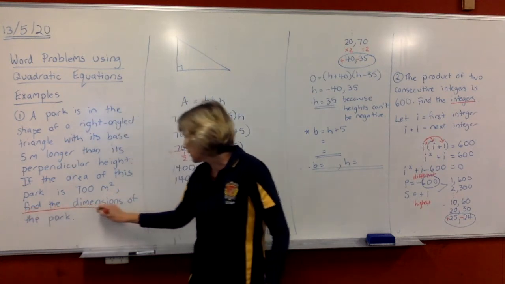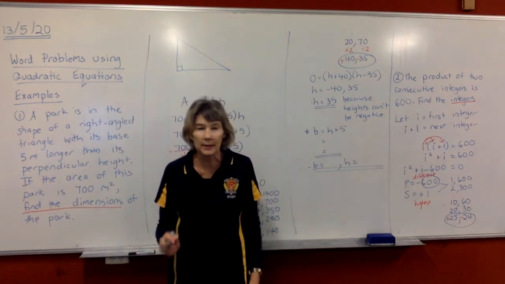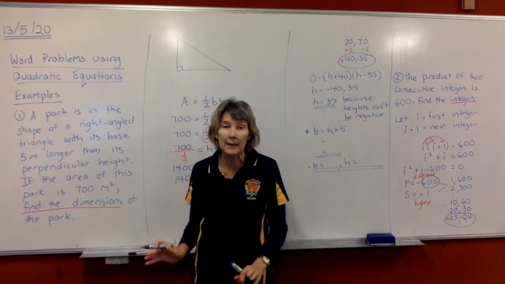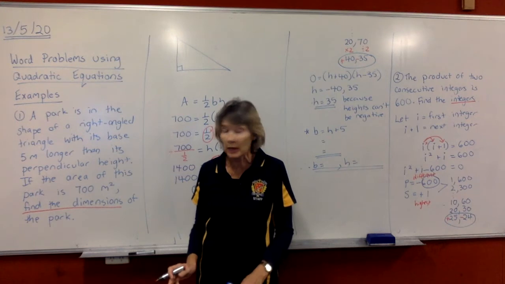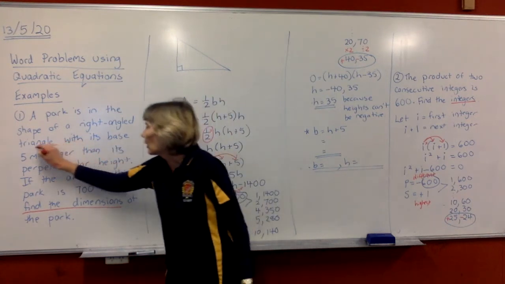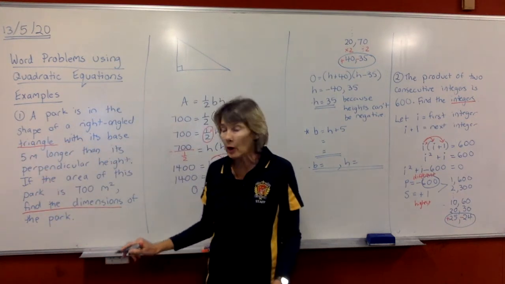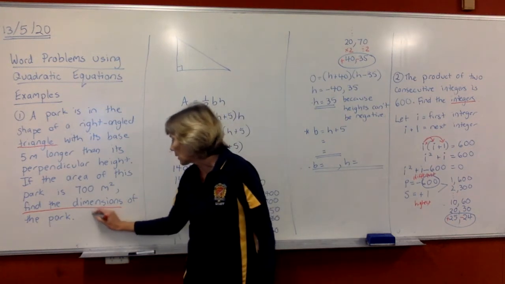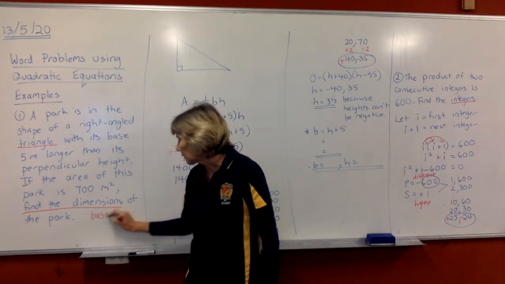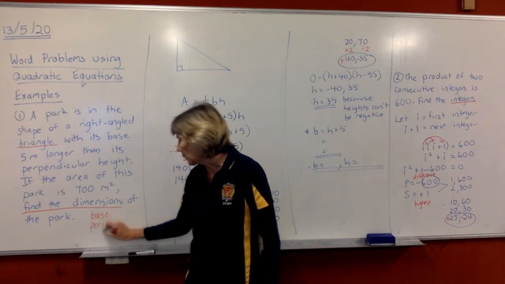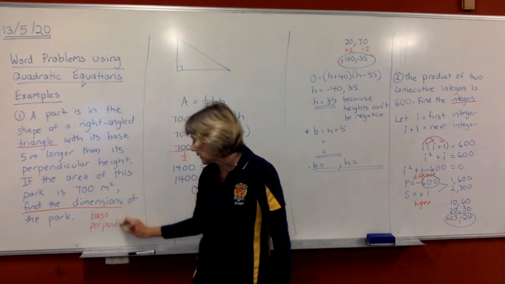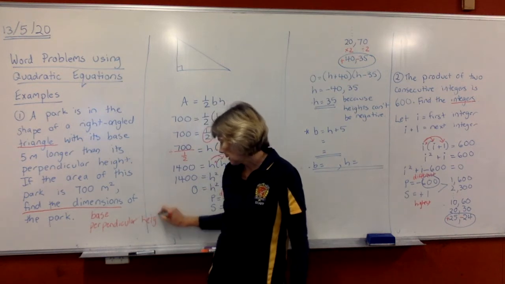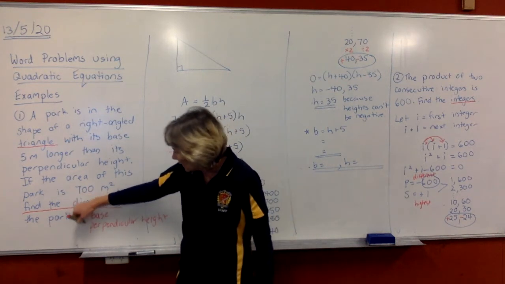So at the end they will ask you what to find. It says find the dimensions. Dimensions are whatever the things are that make up the area formula for that shape. We're talking about a triangle. So the area of a triangle needs a base and a perpendicular height. So we have to find the base and the perpendicular height, and they are its dimensions. So we're looking for both of these things.